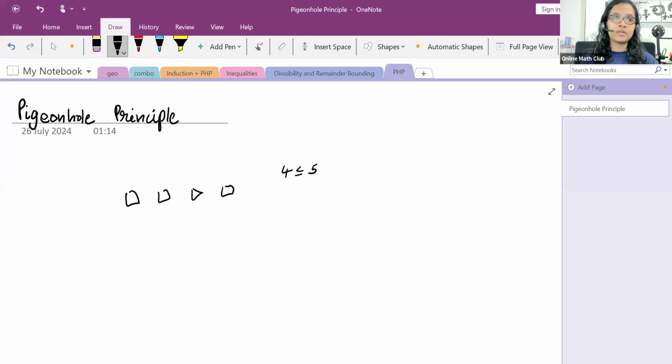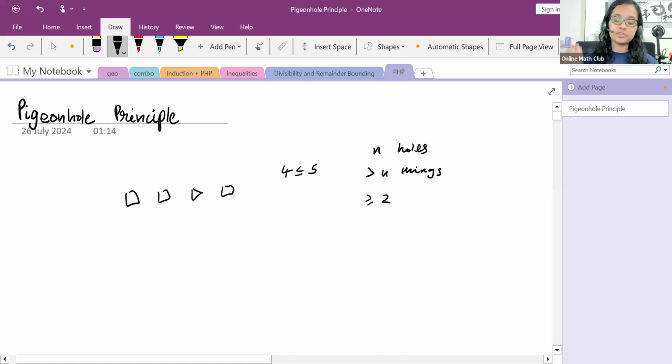Okay, so we've just said that the pigeonhole principle says that if you have n holes and more than n things, then some hole will have at least two things. And that's very easy to prove because if each hole has just one thing, then you can have at most n things. So now we can see if we can make this stronger.